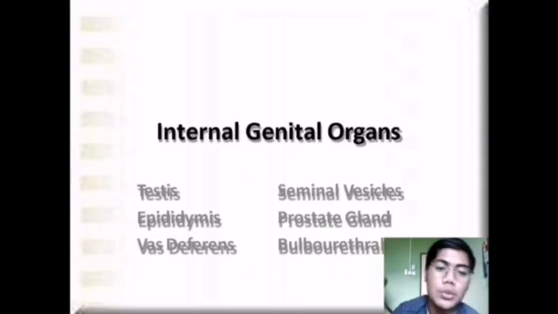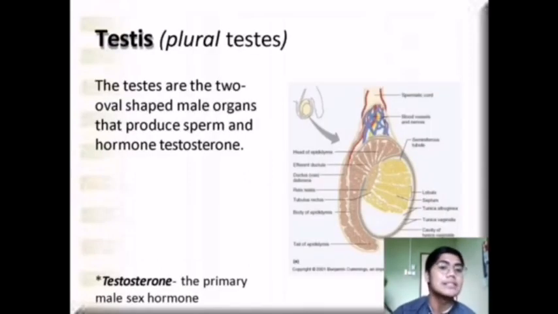We proceed to the internal genital organs. Okay, the first is the testis. The testes are two oval male organs that produce sperm and the hormone testosterone. Testosterone is the primary male sex hormone, which develops the maturation of a boy, like giving out the Adam's apple, giving a more muscular body and a more hairy body.